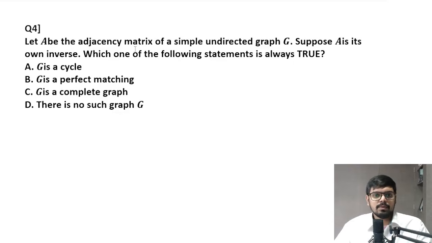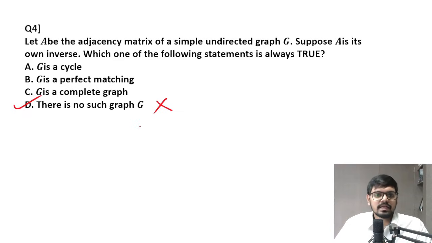Tried? Let A be the adjacency matrix of a simple undirected graph G. Suppose A is its own inverse. Which of the following statements is always true? Only one option would be correct. Here, a lot of students take counter examples and then they say, sir, no such graph exists, so D is correct. That is wrong. When you take a counter example, try to analyze that. Is there any example where it will overcome the recent challenges? If yes, then move forward in the iterations of the example.